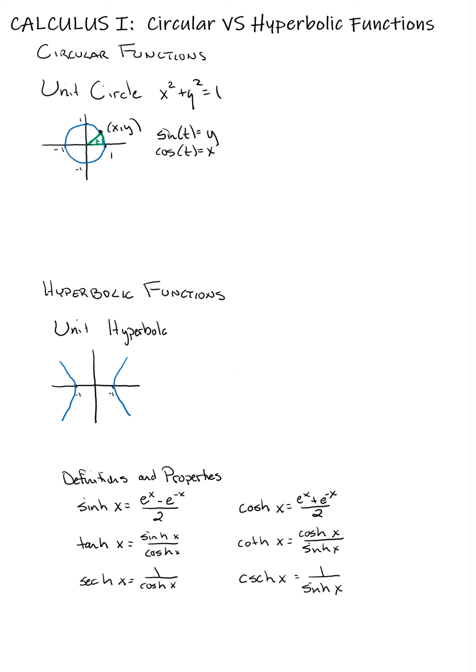Just real quick before we look at the hyperbolic functions, I want to remind you that the equation of a circle, now this was the equation of a unit circle, but the equation of a general circle is x minus h quantity squared plus y minus k quantity squared is equal to r squared. And if you recall, an ellipse is actually very similar. The equation of an ellipse is x minus h quantity squared over a squared plus y minus k quantity squared over b squared is equal to 1.